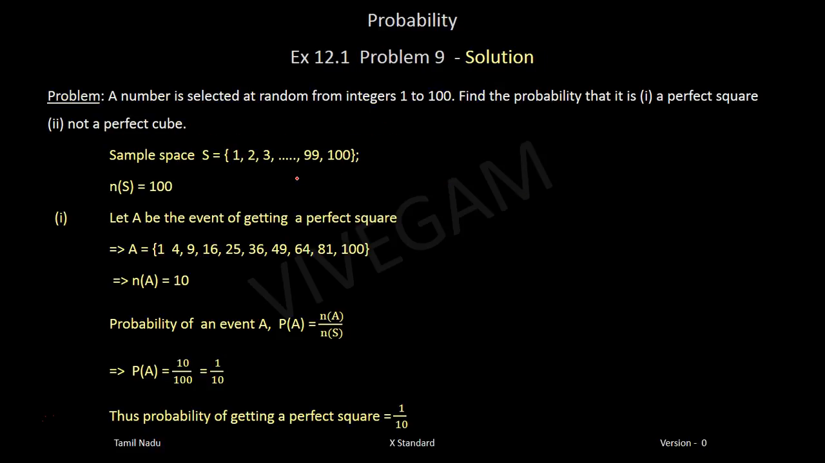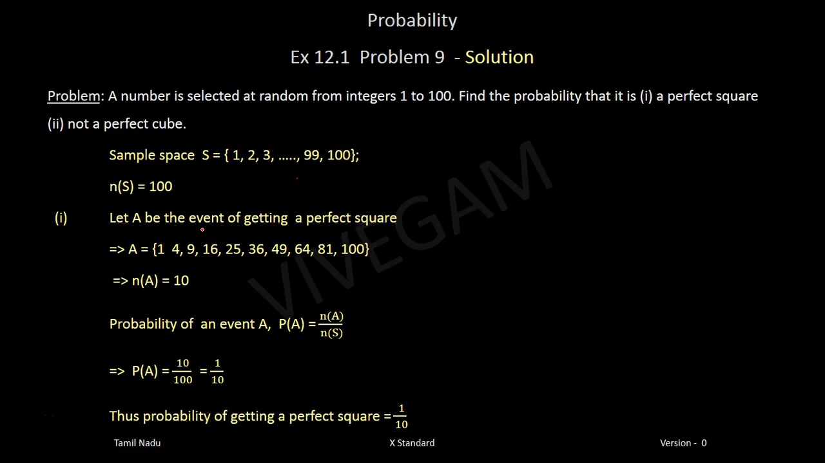Okay. So, the sample space is given here. What is the sample space? 1, because the numbers are from 1 to 100. All the 100 numbers is the sample space, because when you select a number, anything can come. 1 can come, 10 can come, 100 can come, 99 can come. So, all the numbers are possible outcomes. So, sample space is 1, 2, 3 to 99 and 100. And n of S, how many elements are there? 100 elements are there. So, n of S is 100.